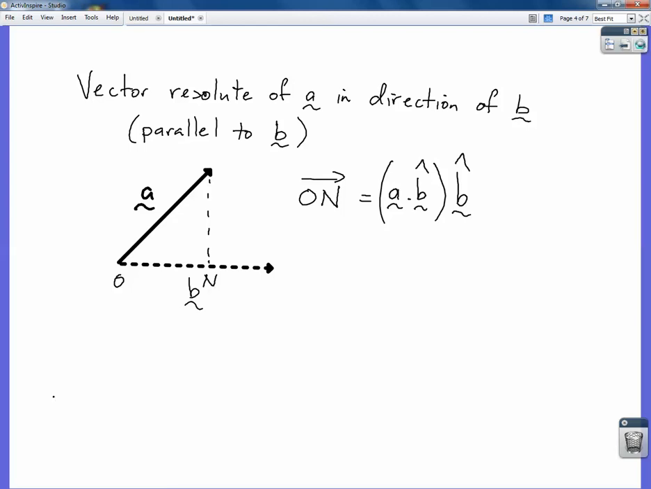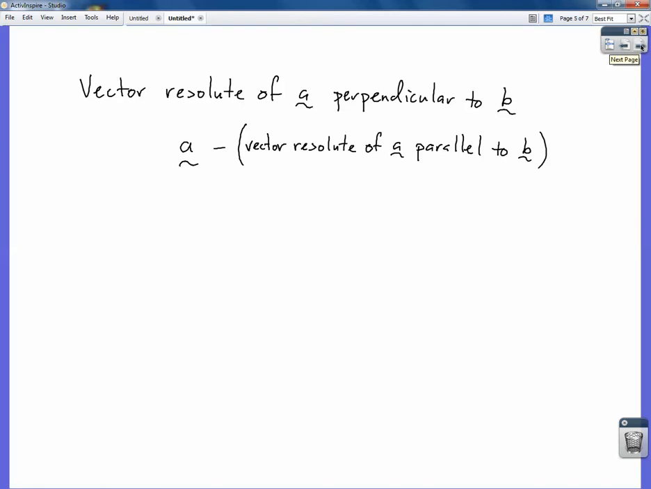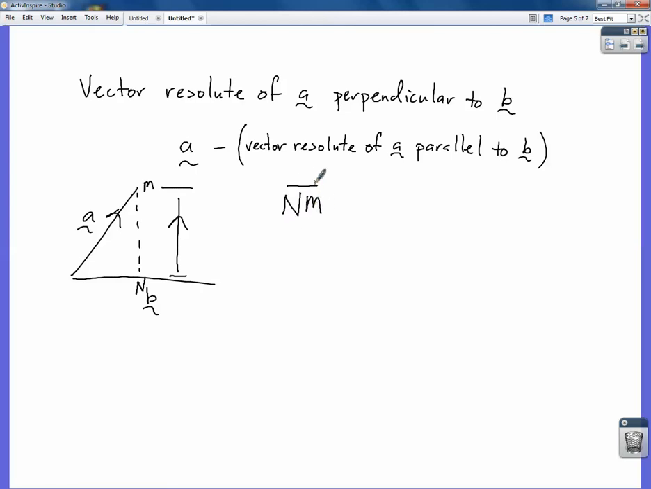The last thing that we're doing today is the vector resolute of A perpendicular to B. By perpendicular, here's A, here's B, there's N, M, so I'm looking at that vector which is going that way. So N starting at M and going to N, that's A minus A dot B hat times B hat. Let's see how that works in real life.